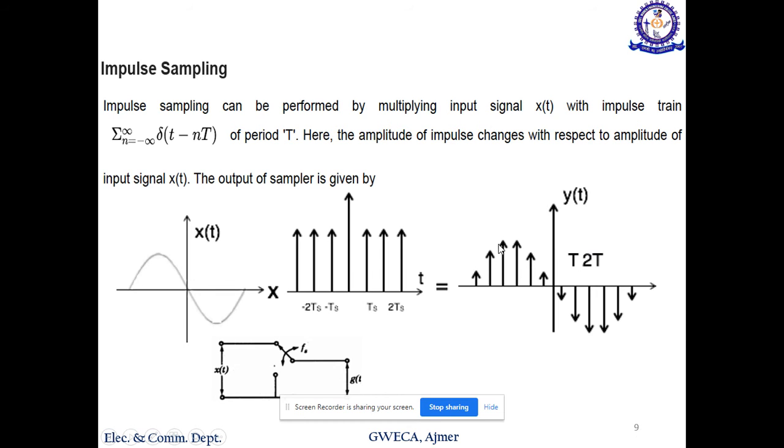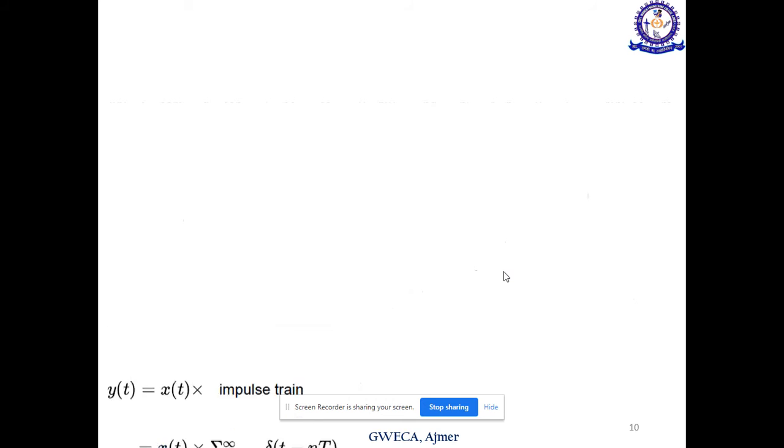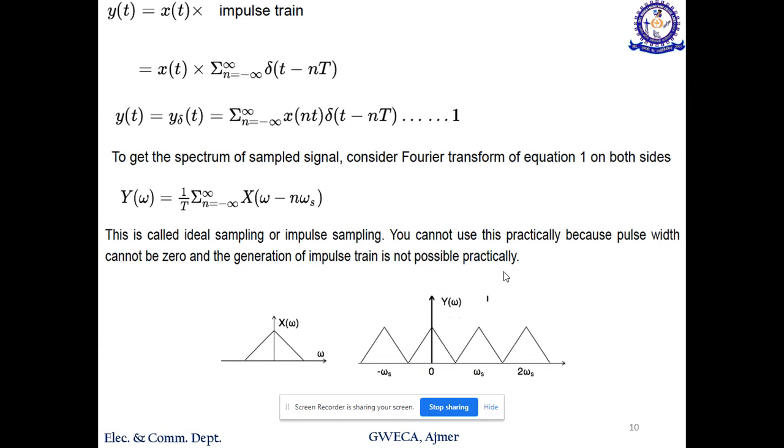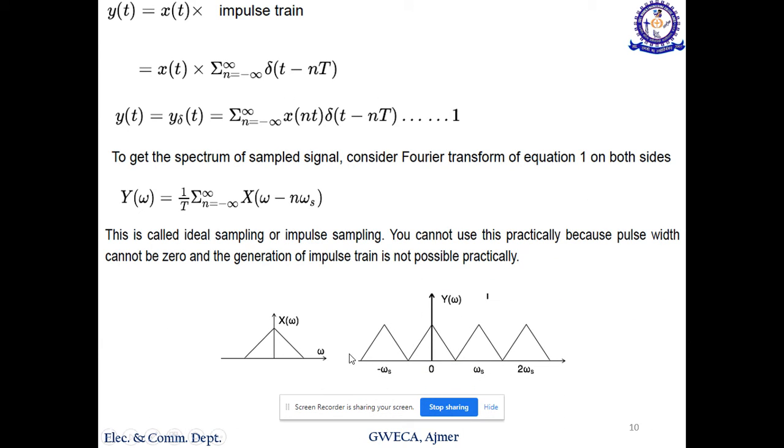So the signal energy is very low. These are the two basic disadvantages associated with impulse sampling: it is not practical and it has high noise. What is the output spectrum? This is your input time.